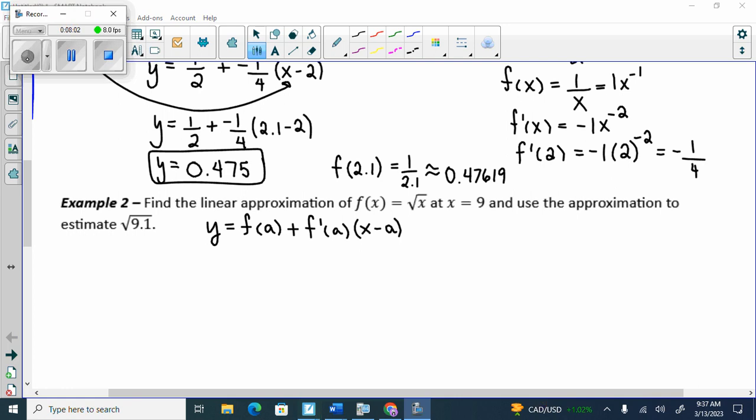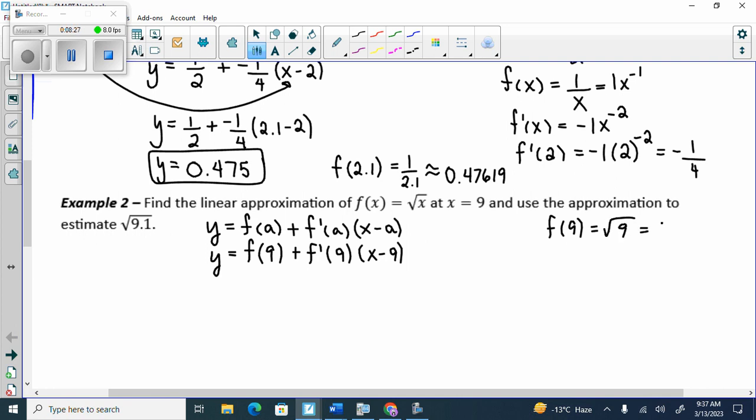Okay, so we want y equals f of what? What am I filling in for a? 9. Plus f prime of 9, x minus 9. Okay, so f of 9 is square root x, which is square root 9, which is 3. I'm so glad you know that answer. That'd be scary if you didn't.